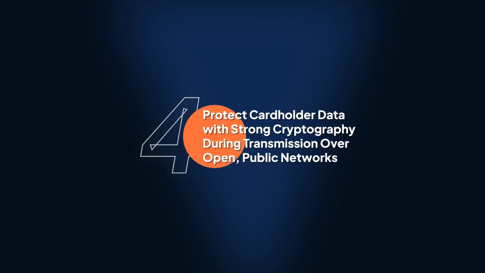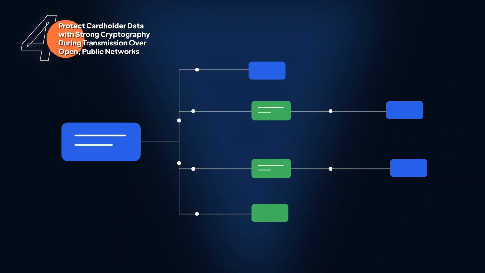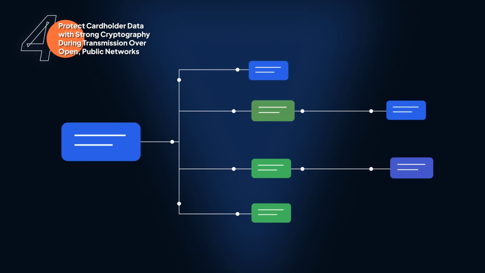4. Protect cardholder data with strong cryptography during transmissions over open and public networks. You've got to be safe and secure on the move too, and this requirement mandates the use of strong encryption protocols to protect cardholder data during transmission across public networks, like the internet.